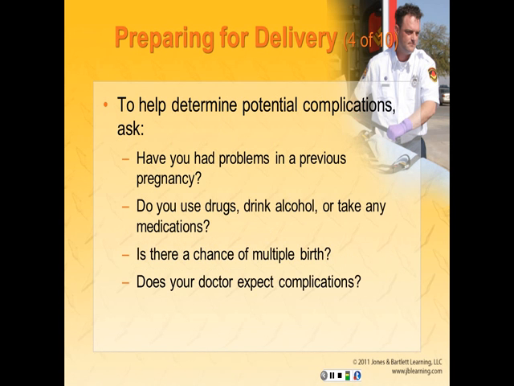To help you determine potential complications, you should ask the patient these questions. Have you had problems in a previous pregnancy? Do you use drugs, drink alcohol, or take medications? Do you know if there is a chance of a multiple birth, for example, having twins or more than one baby? Does your doctor expect complications?